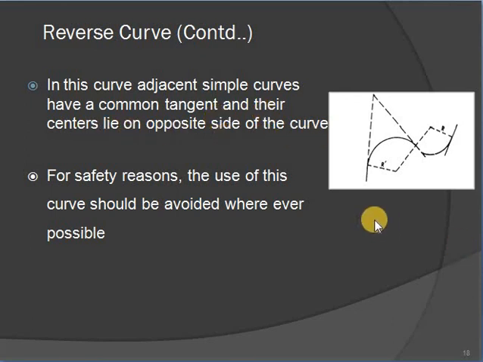Coming to the diagram, if this is the roadway, suddenly going around an obstruction, like a high footpath, it takes this curve and again the roadway. In between these points, these are the radius points. For safety reasons, the use of this curve should be avoided wherever possible. So reverse curve will not be provided everywhere; for safety reasons we have to avoid this curve.